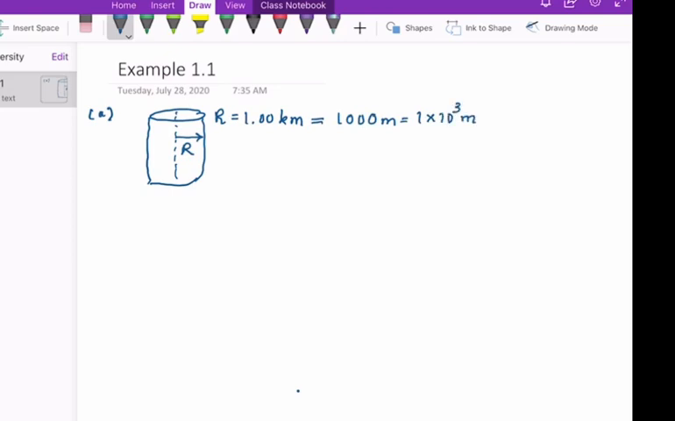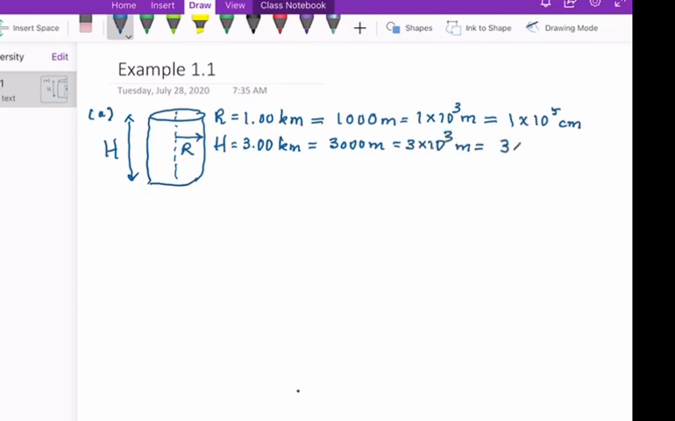For reasons that you'll see in a minute, I also want to convert this to centimeters. I will let you do that. You get 1 times 10 to the 5 centimeters. The other important dimension for this cylindrical cloud is the height h, which I'll denote with a capital H. I am told that H is 3 kilometers, 3,000 meters, 3 times 10 to the 3 meters, or 3 times 10 to the 5 centimeters.